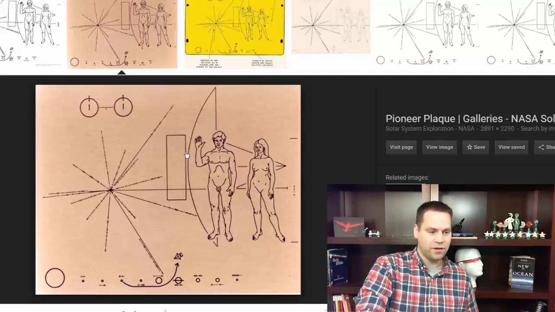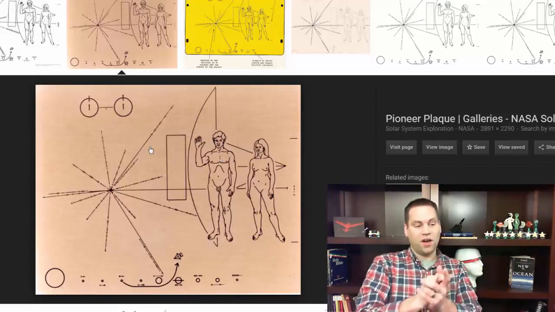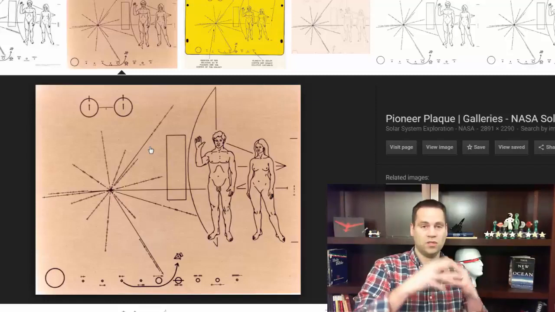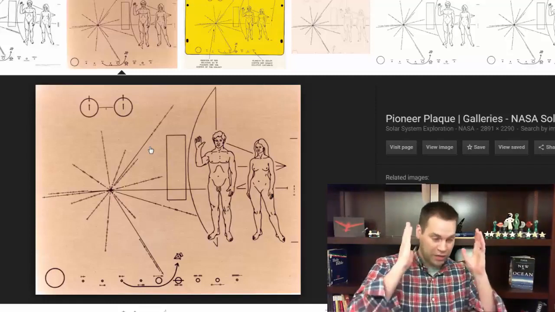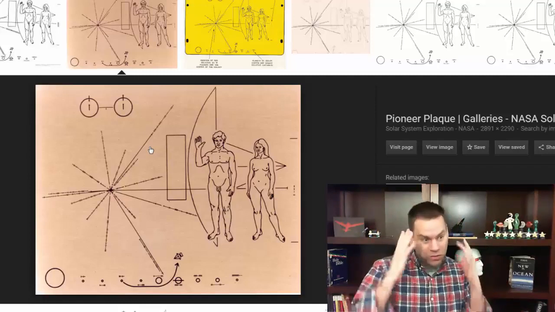And you have the Pioneer spacecraft behind the image of a man and a woman. Now, this plaque caused all sorts of controversy, right? Because this went from a NASA sanctioned mission. You've got two naked people. It's like, what are you doing?